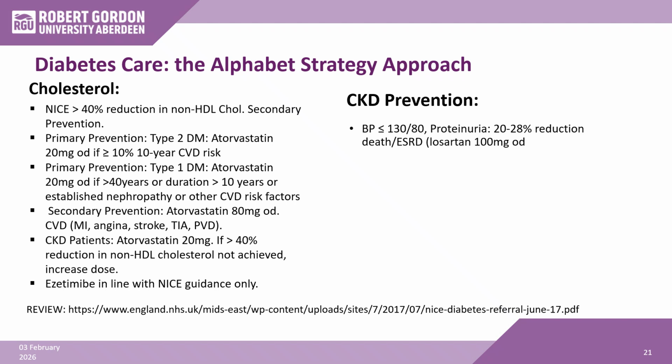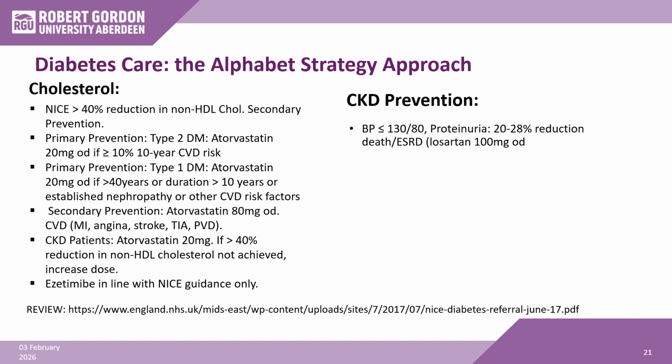Again, it could be quite a young age because they may be diagnosed at an early age, okay? Or anyone who has established nephropathy or other cardiovascular risk factors. And then we also have secondary prevention here, post-MI or post-angina or stroke. 80 milligrams will be the evidence-based dose. And then for patients with chronic kidney disease, the dosing has to be varied accordingly, and ezetimibe also can be recommended, as recommended by the NICE guidelines.